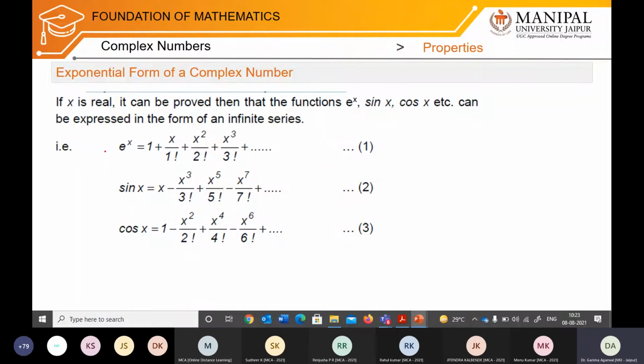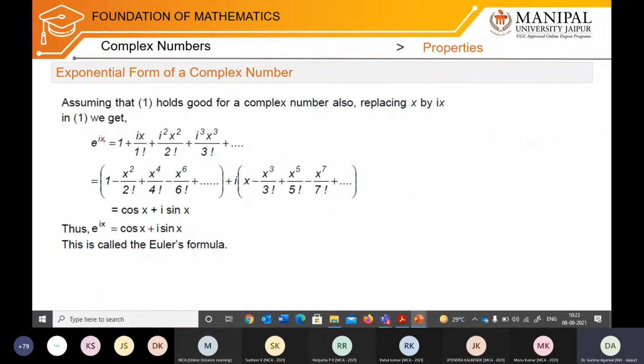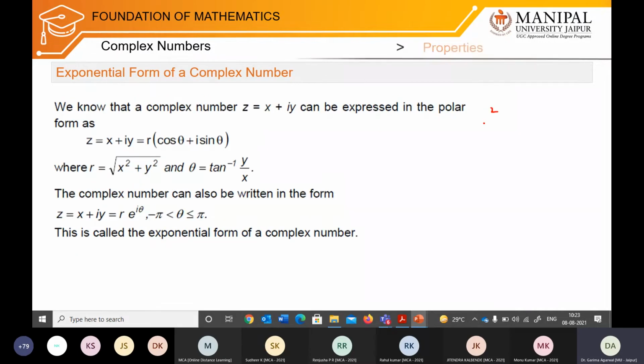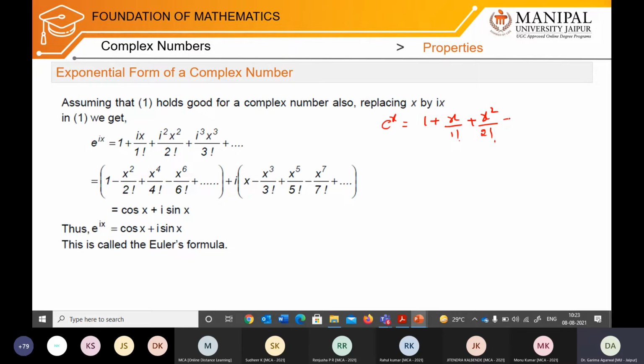Then these are a few series expansions of e raised to x, sin x and cos x. So if the expansion of e raised to x is 1 plus x by factorial 1 plus x square by factorial 2 plus x cube by factorial 3 and so on, then e raised to iota x will be iota x whole square, iota x whole cube and so on, right? Iota square will be minus 1, iota cube is iota times iota square, and the value of iota square is minus 1, so we can write it as minus iota.